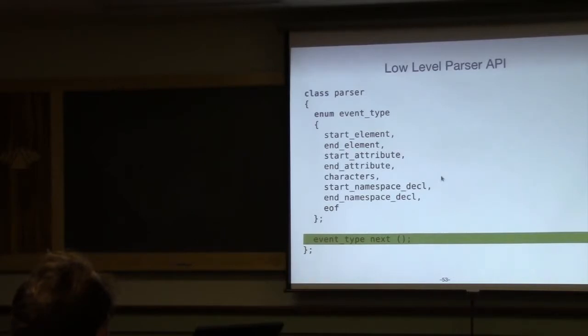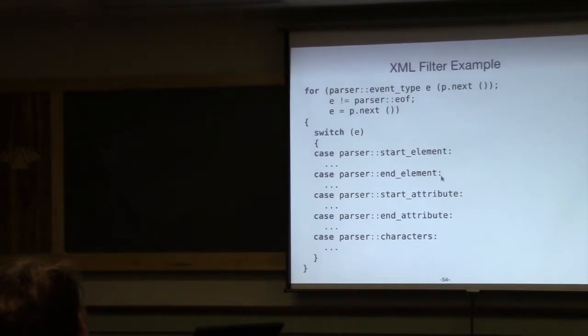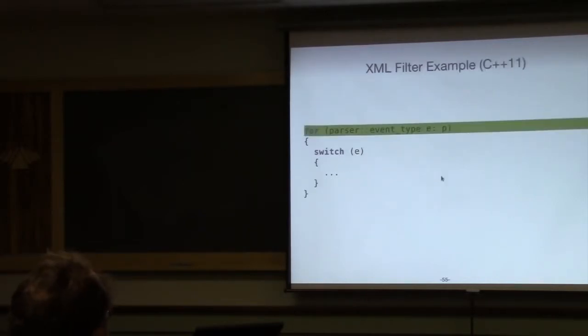So we call the next function when we are ready to parse the next event. So we can write a bit more code for our parser. Again, it should be more or less self-explanatory, I would say. In C++11, we can use the range-based for to tidy this up a bit.